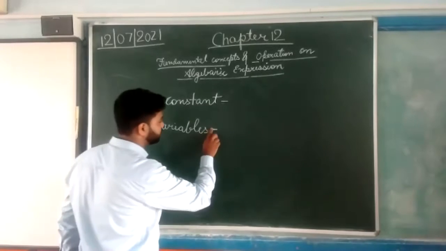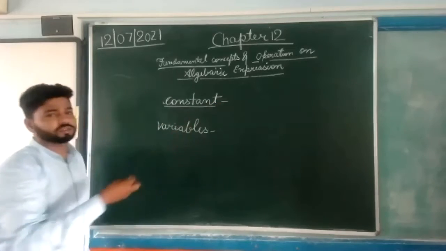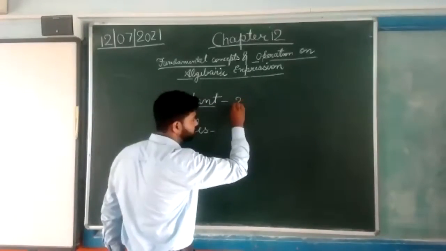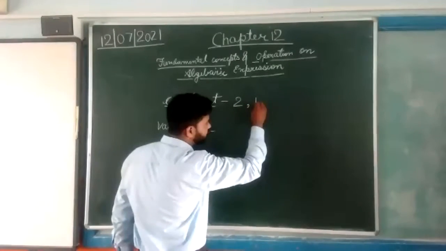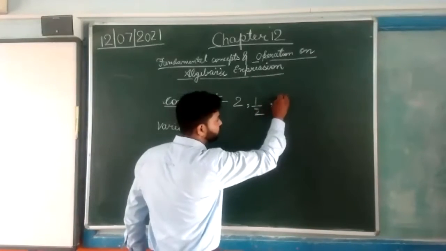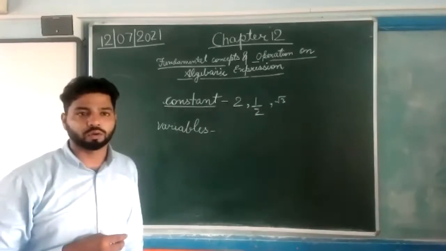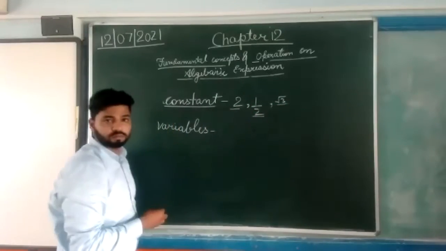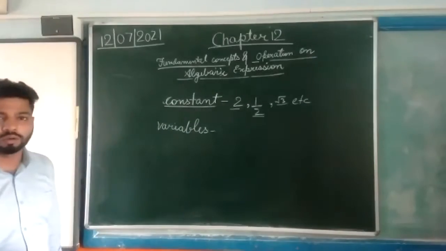Sir. Look at here. Constant is any constant numerical value we can use for this. Suppose a natural number, that is 2, is also a constant. A fractional number, 1 upon 2, is also a constant. And here the root value is also a constant value. That is called a constant. We cannot change the value of this thing, etc. All these are called constants.